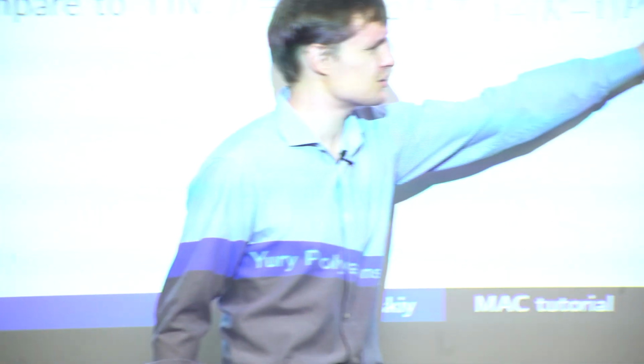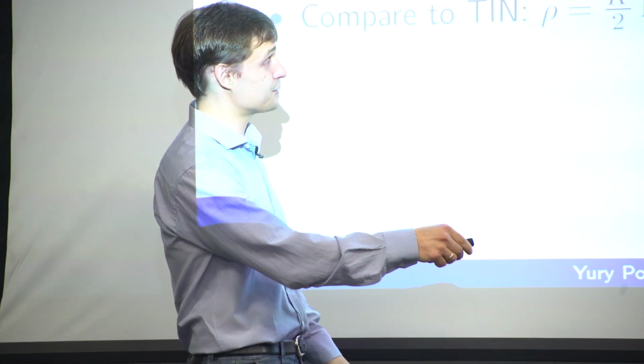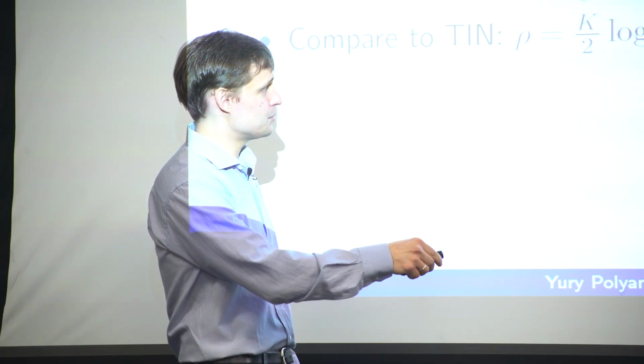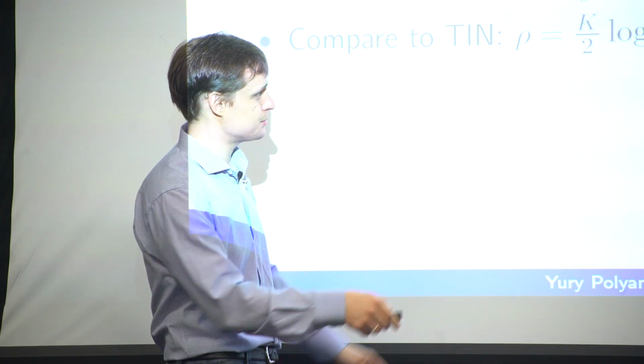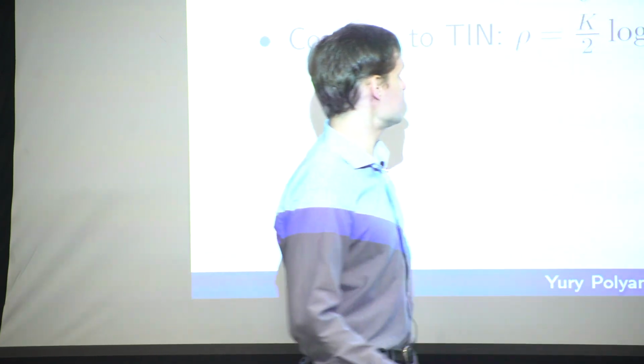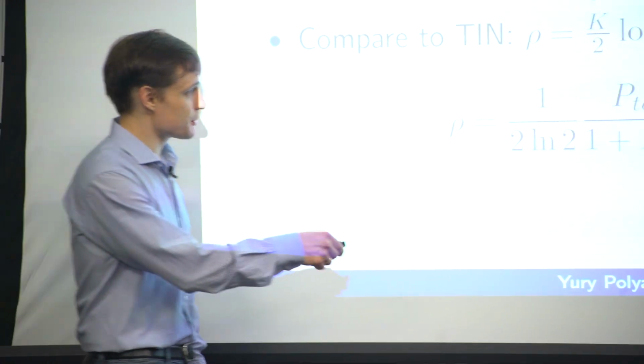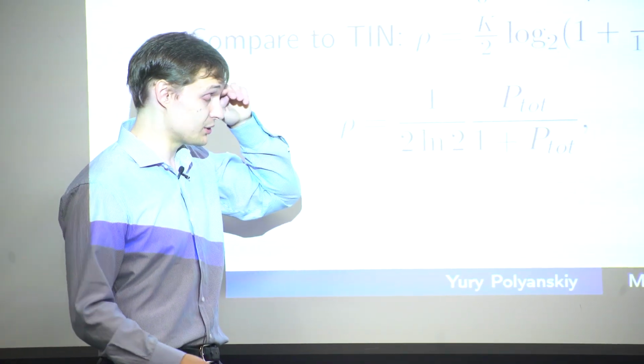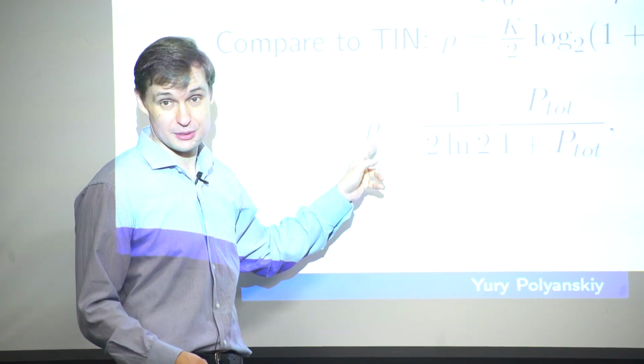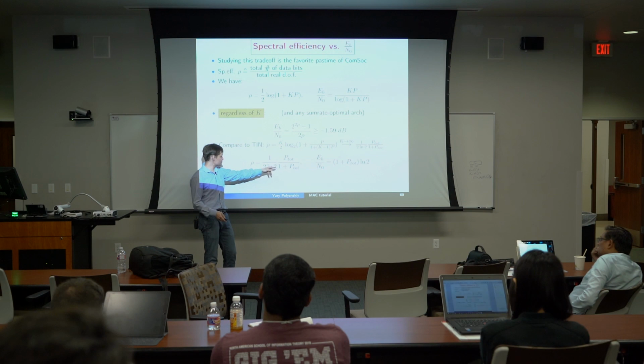Let's see what other systems. What about treating interference as noise? You can write down the formula: K over 2 log(1 plus P divided by the total interference). Again, we are thinking K large, and the convergence is very fast here, so there is not really a problem. Then you get this funny formula: 1 over 2 log base e of 2 times P_tot over 1 plus P_tot. Remember, P_tot is the sum power. And energy per bit, as usual, is just the total power divided by twice the spectral efficiency. So you get this trade-off.